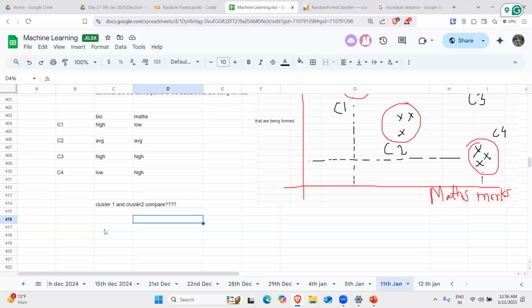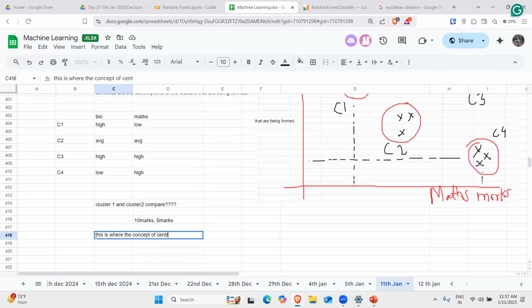So students in a particular subject, just by taking a look at the above visualization alone. Is it by 10 marks? Is it by 5 marks? The quantitative representation is not there, right? And this is where the concept of centroids comes in handy, right?